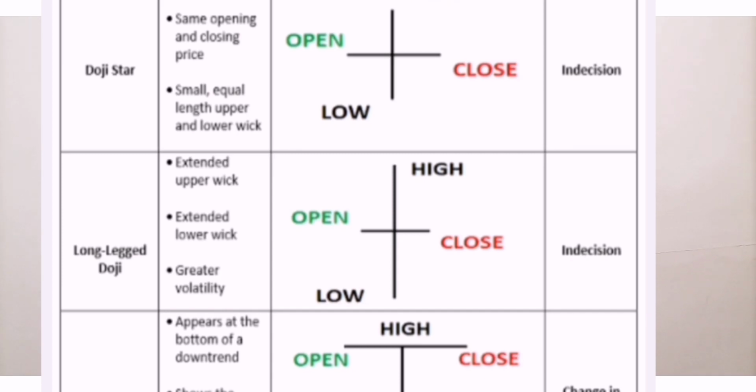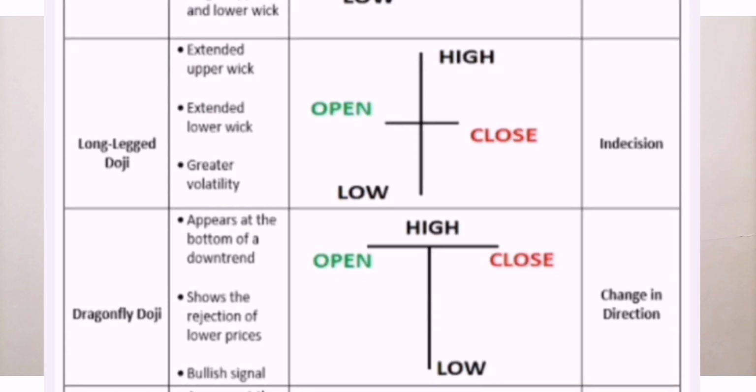Then we have the long legged doji, characterized by an extended upper wing, an extended lower wing, and greater volatility. Whenever you see a long upper wing and a long lower wing, but with equal open and close, this is a long legged doji, and it's volatile because of the big wings, which are the highs and the lows.